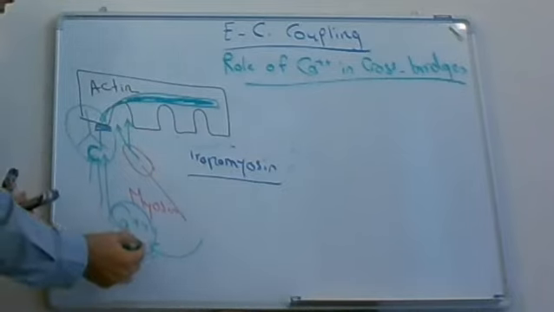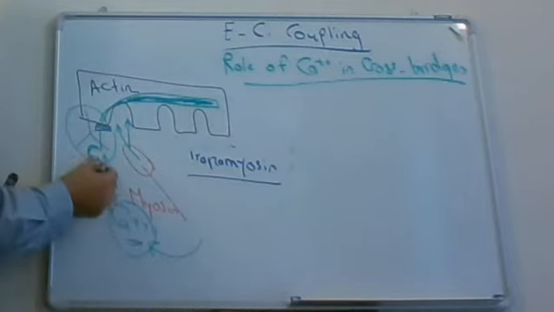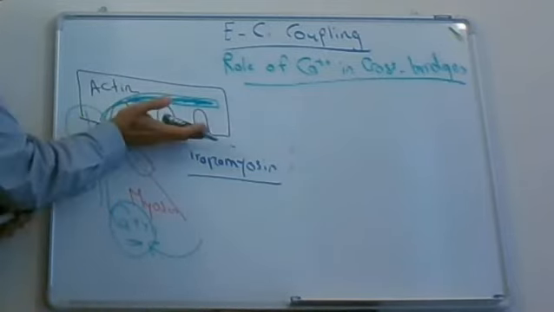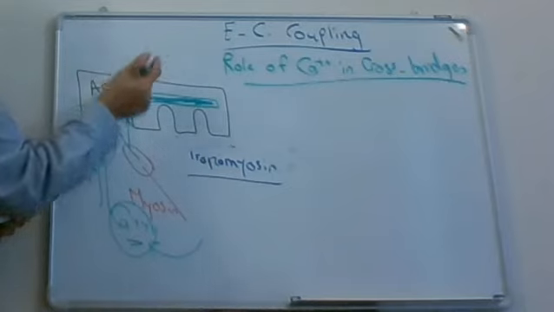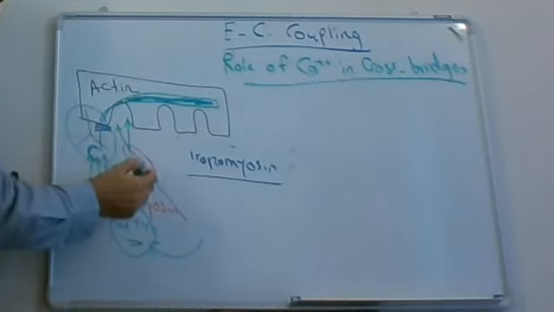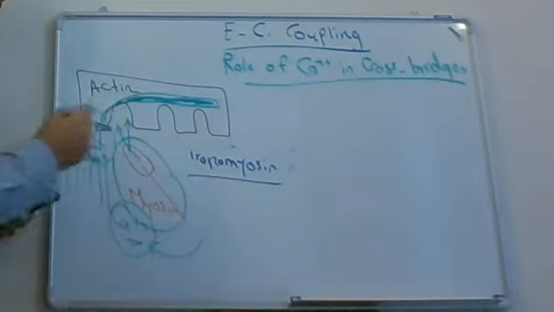So again, calcium is released from the sarcoplasmic reticulum, binds with troponin C, and through conformational changes the tropomyosin moves away from the binding sites. This allows the head of myosin to bind with actin.